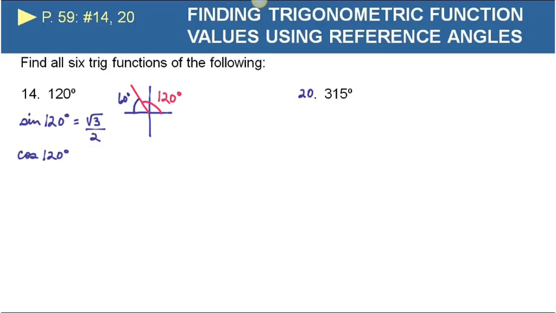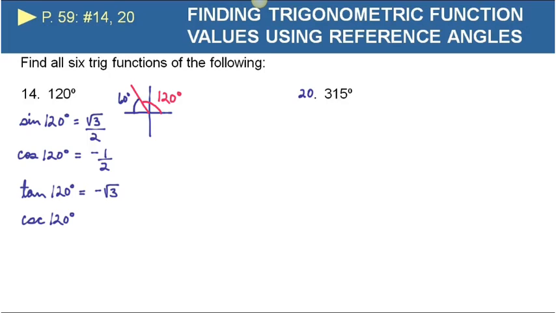Cosine of 120 is the same number as cosine of 60, but we're in the second quadrant where cosine should be negative. Tangent of 120 is the same number as tangent of 60, so that's square root of 3, but we're in the second quadrant where tangent should be negative.